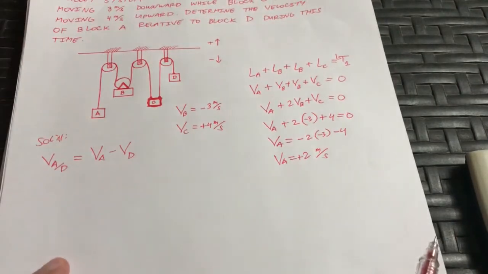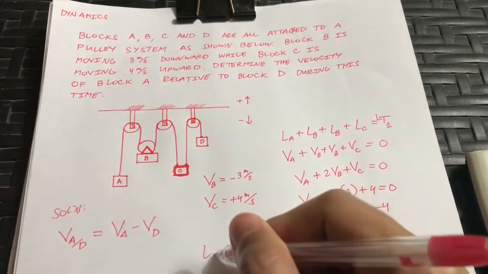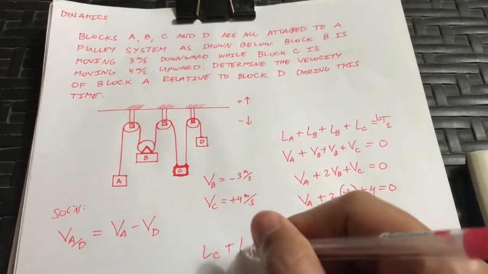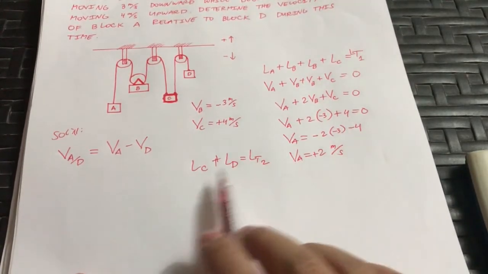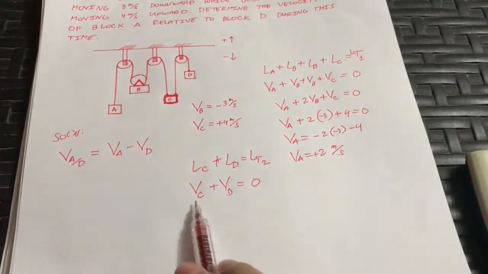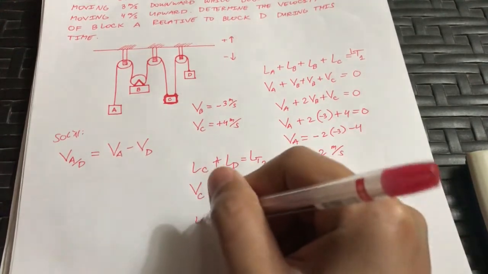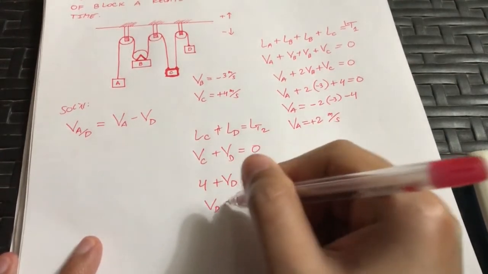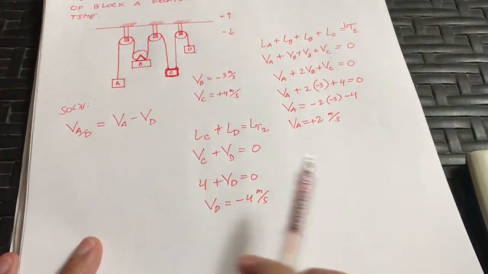The next problem is now VD. We analyze the second rope. For this one, we have the length of C, the first part of the rope, plus the length of D, since it is connected at D, equals the total length of rope 2. Take the first derivative, equals 0. So VC plus VD equals 0. We have the velocity of C, so by substitution, 4 plus VD equals 0. We get VD equal to negative 4 meters per second. In other words, D is going downward.